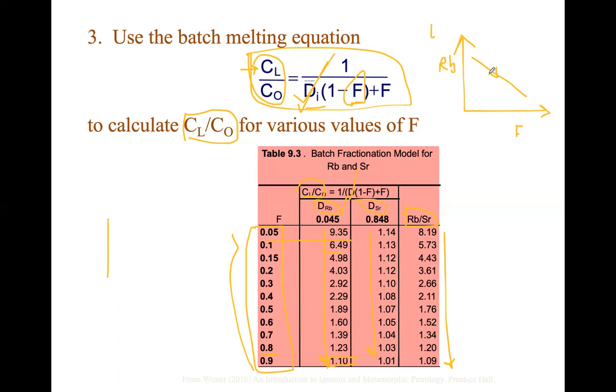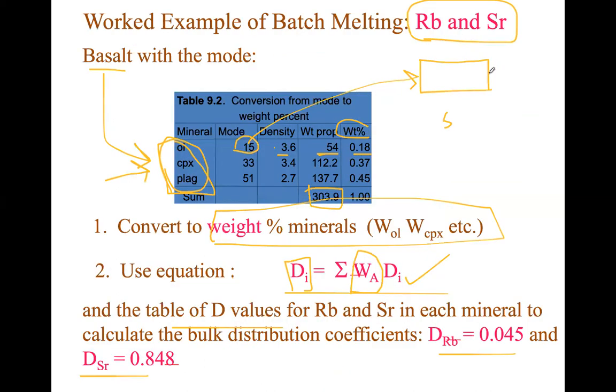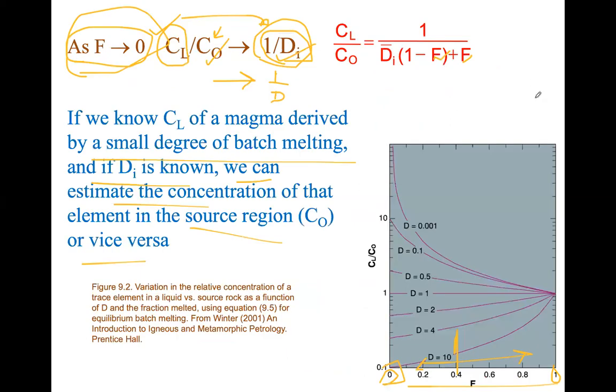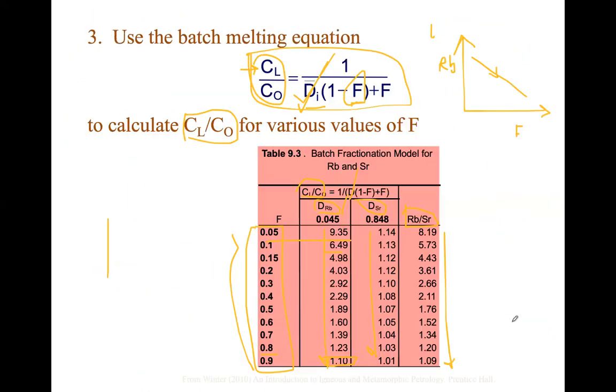Rubidium is a compatible element, right? Sorry, incompatible element. Rubidium is definitely, it confirms that rubidium is an incompatible element, because you see, previously we discussed about this, right? Whenever incompatible elements are there at a very little degree of melting, the incompatibles will be high in concentration, right? When it goes to higher degree of melting, the incompatibles will drop, right? So the similar behavior is observed here for rubidium.